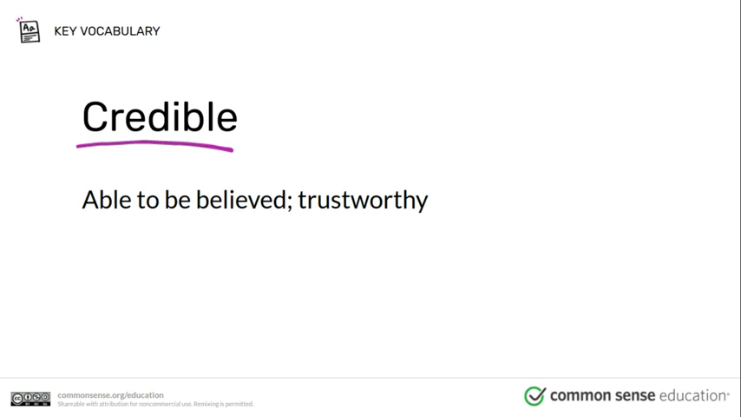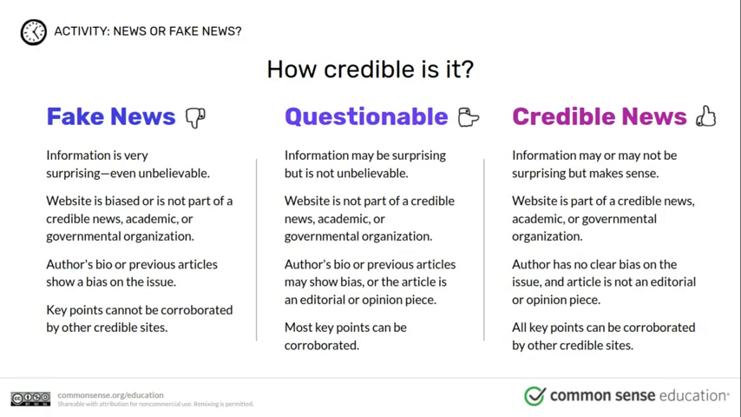When you are looking for information on the internet, we need some vocabulary words that we need to understand. The first one is credible. Credible means it's able to be believed, that it's trustworthy. When you're considering how credible something is, you need to evaluate it for its information. You always want the third choice, which is credible news.